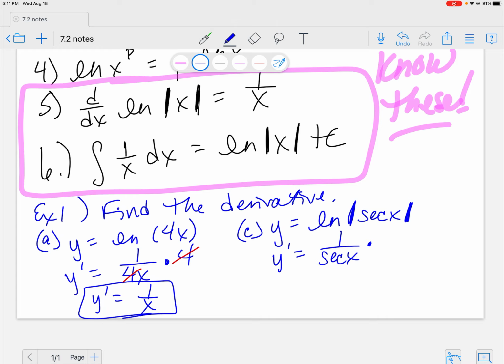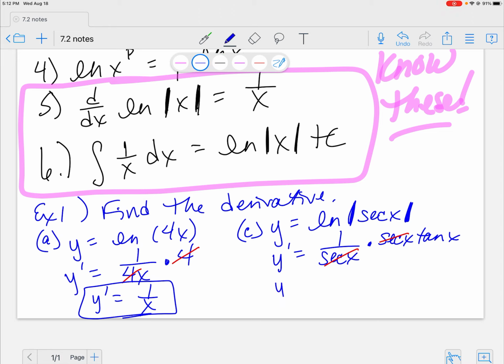Newsflash, I expect you to know the derivatives of all of the trig functions, right? The derivatives of all the trig functions. So here I have secant times the derivative of the inside. The derivative of secant is what? Secant tangent, good. If you don't know that, learn it. Because that is something that I do expect you to be able to just do by looking at it.